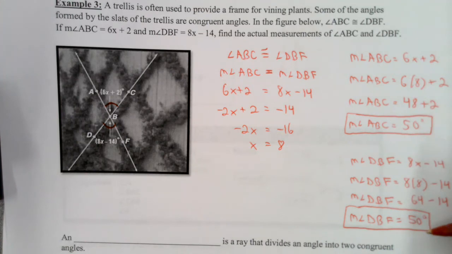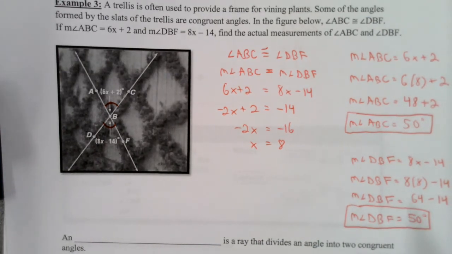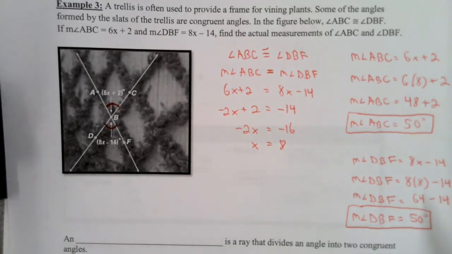And perfect, they're the same. They should be the same. You were told they were congruent, so you were told that the measures were equal in the problem. And by doing them both out, that helps you check yourself. So I know I got them both right. What are the odds of me making a mistake in both of them and getting 50 for both? What are the odds? Very small. So by doing that, I know it's correct.